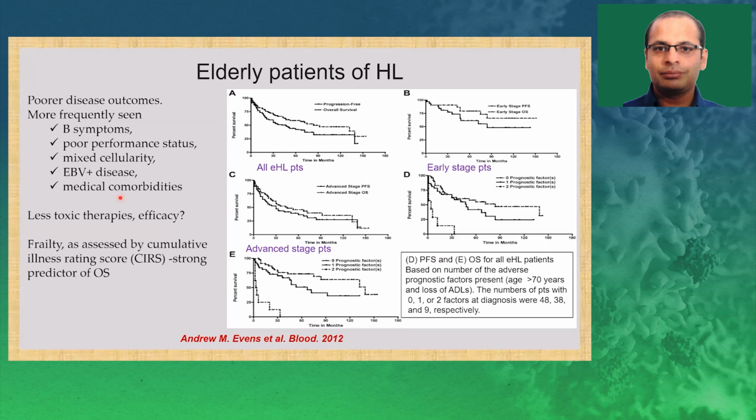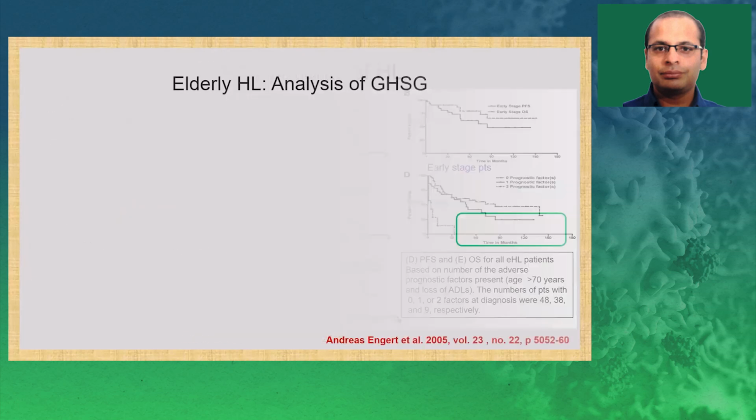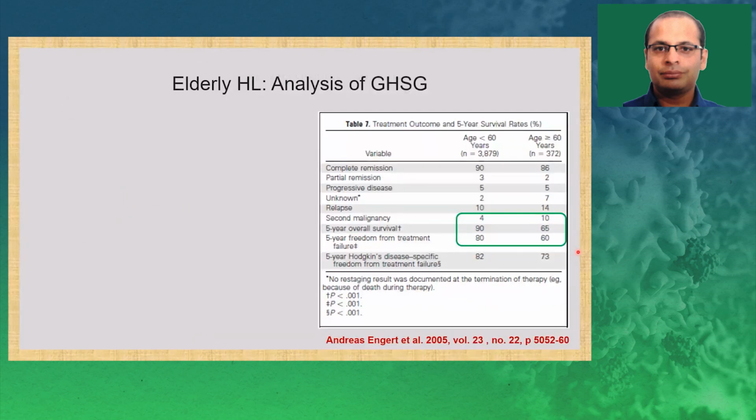Frailty should always be assessed in elderly patients. Not all elderly patients are the same. So depending on the frailty index or whatever comorbidity index you use, you can choose the appropriate intensity of regimen for your patient. We can see the incidence of second malignancy is higher in the elderly, and the 5-year overall survival is almost two-thirds of that seen in patients who are less than 60 years of age.